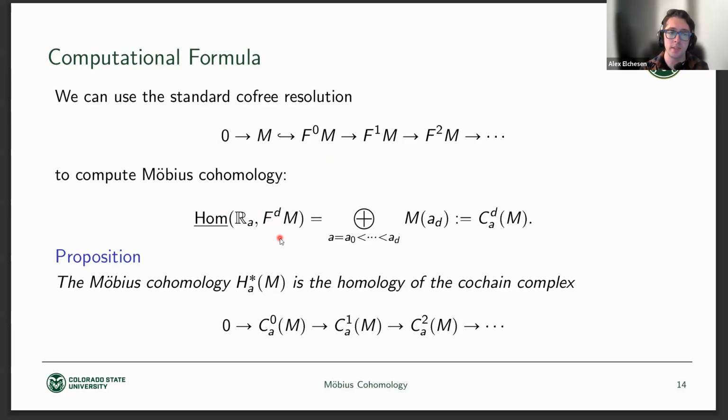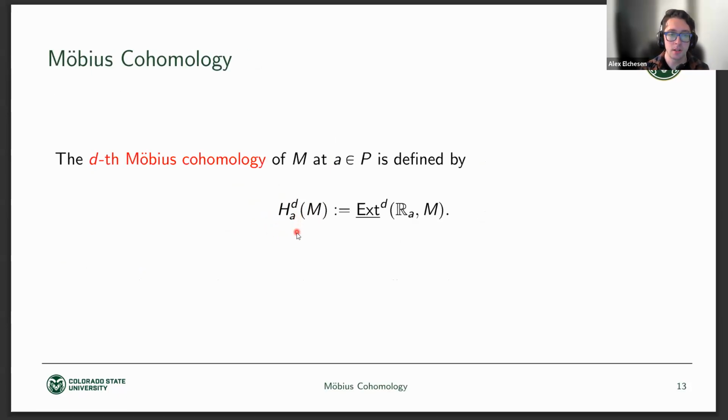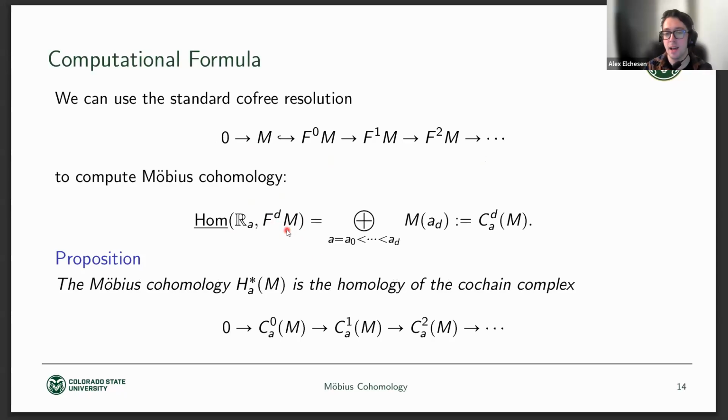So what you end up doing is, at the dth step in this injective resolution, you're looking at chains that start at A of length D. And you evaluate each chain at the top element. So you look at the module evaluated at the top element of your chain, and you do that for all possible chains. You take a direct sum of those vector spaces. And so that's what we'll call the dth chain vector space.